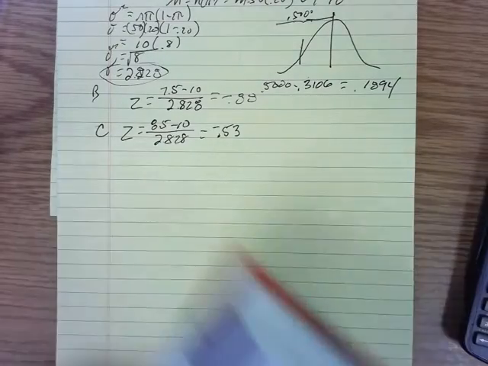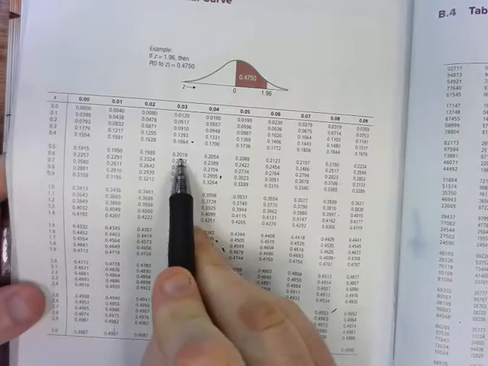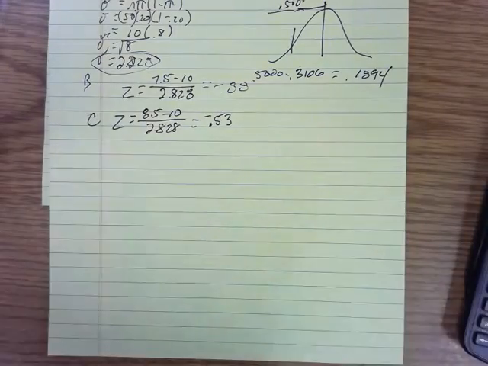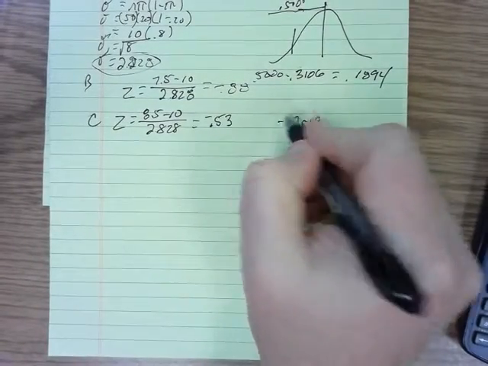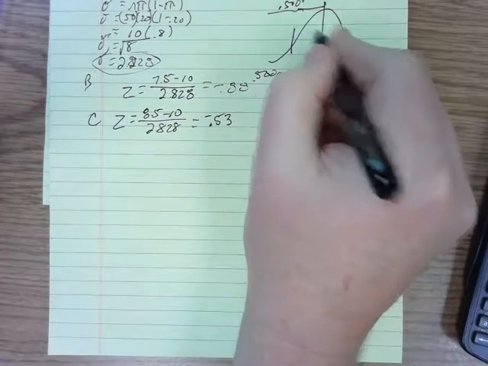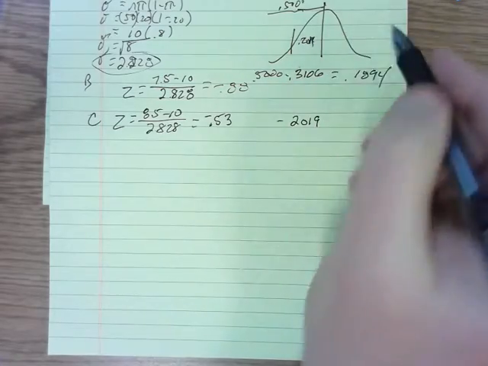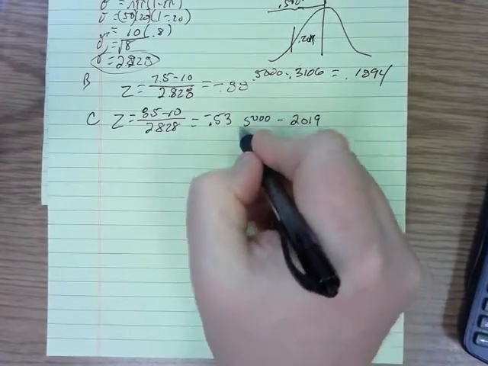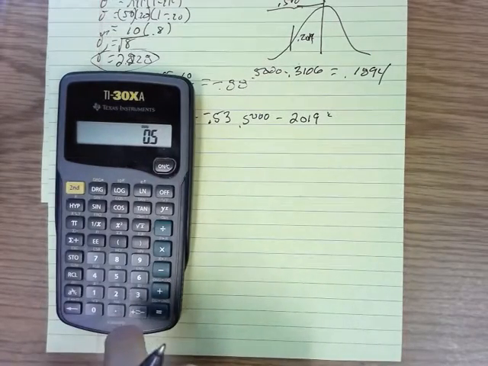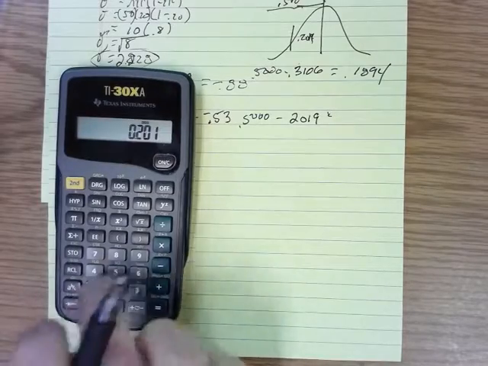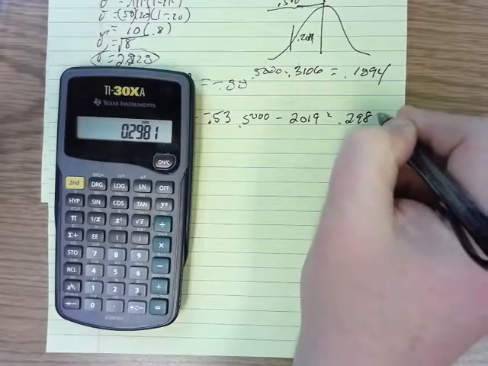Let's play Battleship and figure out our coordinates. 0.53 is going to be 0.2019. So again, it's going to measure back over. In this case, it's going to be 0.2019, given the correction factor 0.5000. So 0.5 minus 0.2019 equals 0.2981.